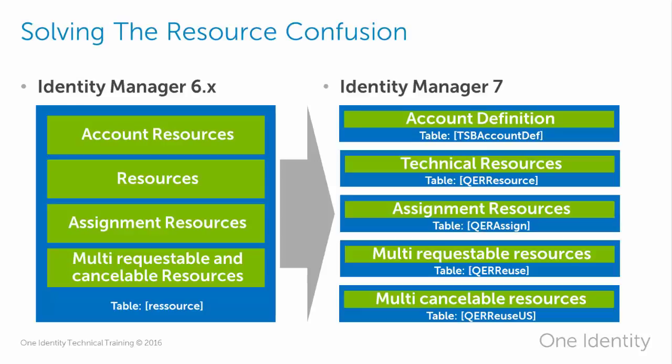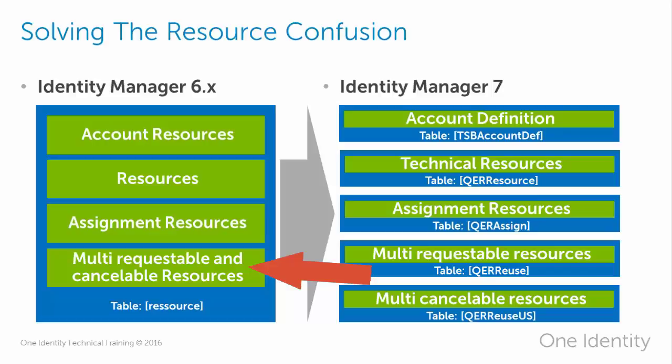Remember, in the past in Identity Manager 6, we had the resource table containing a number of very interesting and specific resources. There was the standard resource that was used for nearly everything that was not really applicable to one of these other tables. There was the account resource, which was a resource to get an account in a specific target system. There was an assignment resource that was often used to assign permissions to roles or something like that. And there were resources able to be requested many times and sometimes to be cancelled many times.